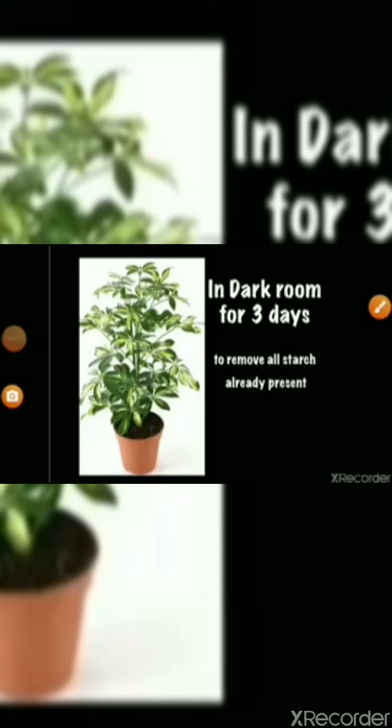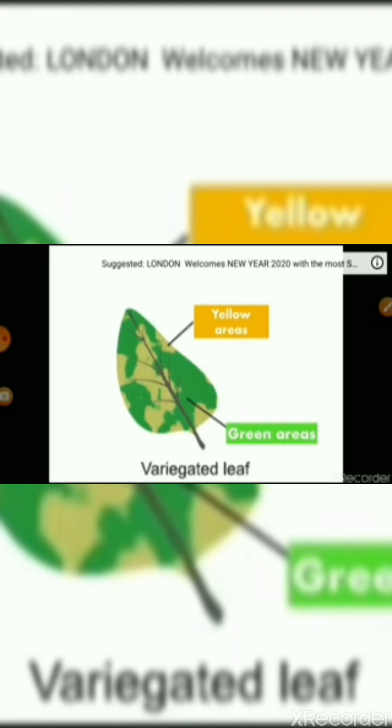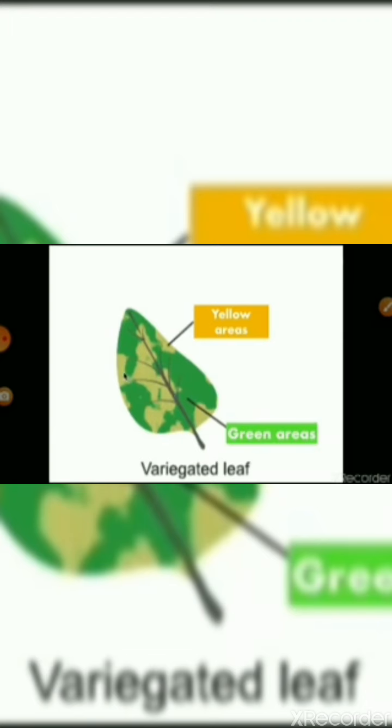Is selected and is kept in a dark room for 3 days. Let me tell you, a variegated leaf is a leaf in which different patches of colors are present, like you can see in money plant, geranium plant. So the place where green patches are present in the leaf, that portion contains chlorophyll pigment, the green pigment, while the other color patches contain other pigments but not chlorophyll.